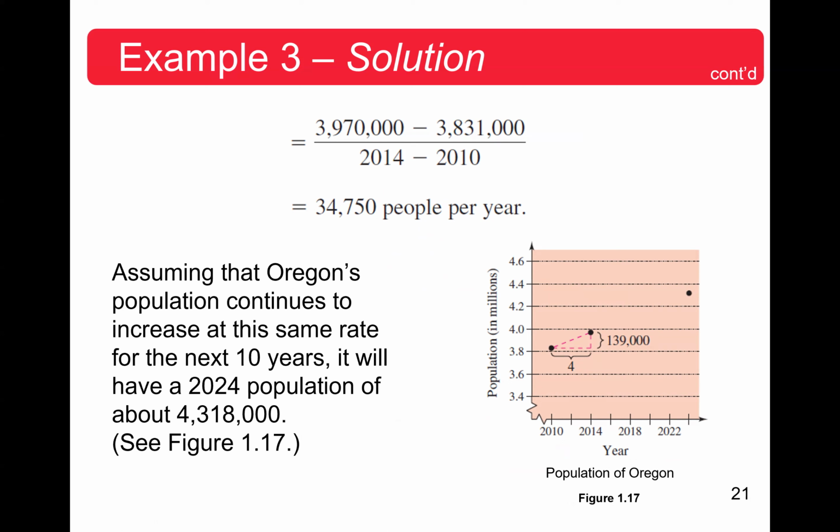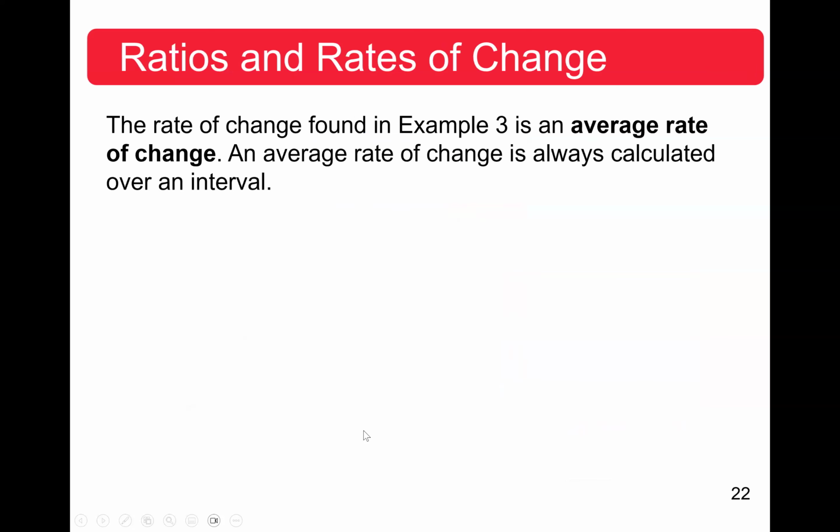then we are going to use that slope concept to have a 2024 population of about 4,318,000. Again, based on the slope value, we're able to find it. So the rate of change found in this example, we call it the average rate of change. The average rate of change is always calculated over some period of time, or here we say over an interval.